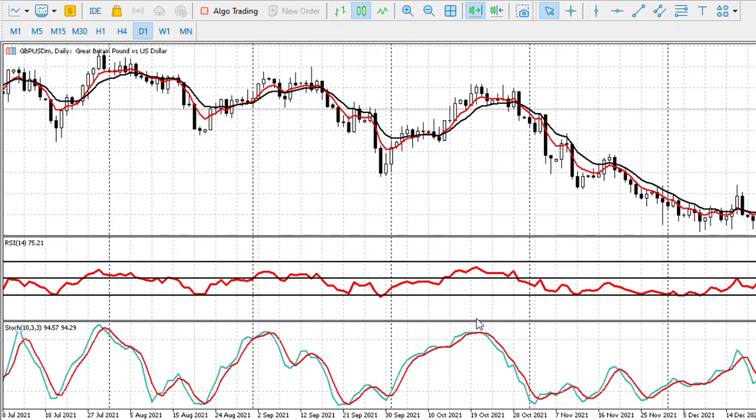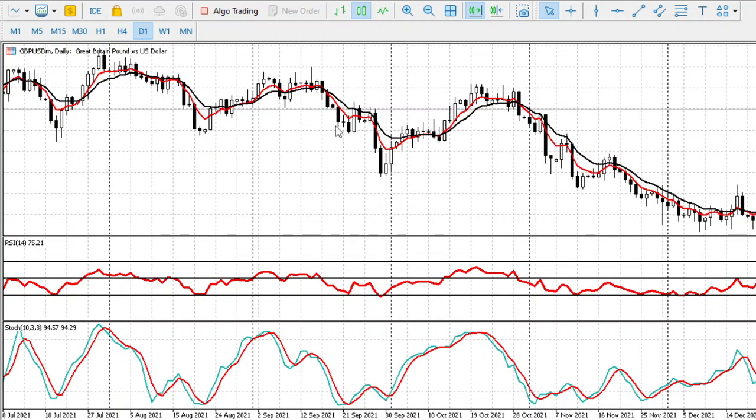As you can see, we have our two moving averages, the RSI as well as the stochastics. So now going on to the rules of this strategy. Rule number 1 is we are going to use the daily time frame. Rule number 2, if you have an account that is less than $100, please use lot size 0.01.